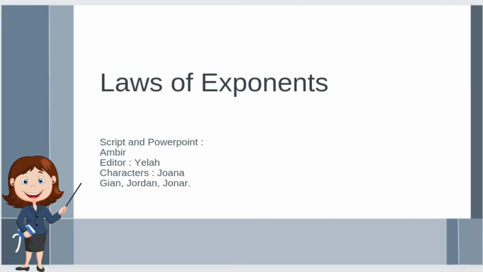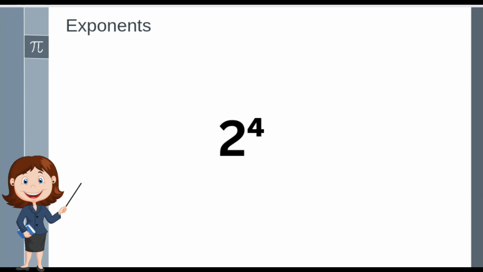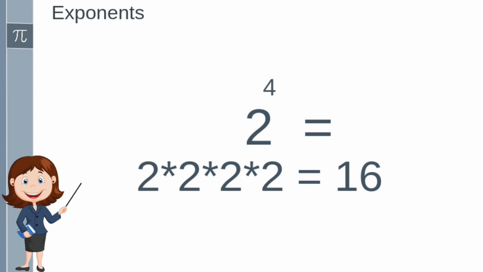Hello class, today we will be exploring the 7 laws of exponents, which are essential in simplifying expressions involving powers. Let's remember that there are 2 parts in the exponent, the big number known as the base and the small number on the top right called the exponent. The way exponents are used is that it refers to how many times the base number should be multiplied by itself. An example of this is 2 raised to 4, which is 2 times 2 times 2 times 2 equals 16. Sounds exciting. I can't wait to learn more about exponents.